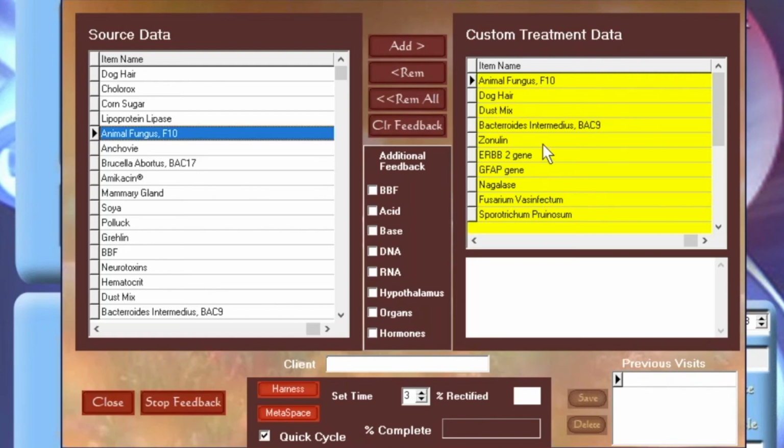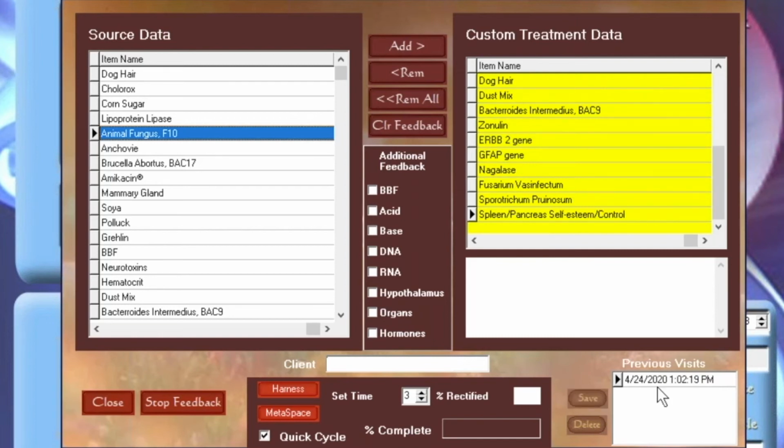If you're working on chronic Lyme or Epstein-Barr, and you find that this is a really profound treatment, some of those things you want to keep. So let me save this, in case Dawn asks me later what we did. You can always bring it back by double clicking on this date here.